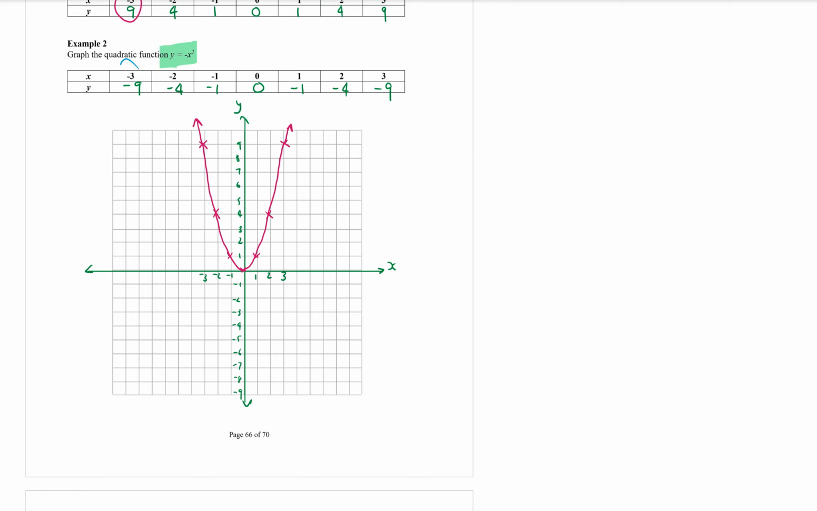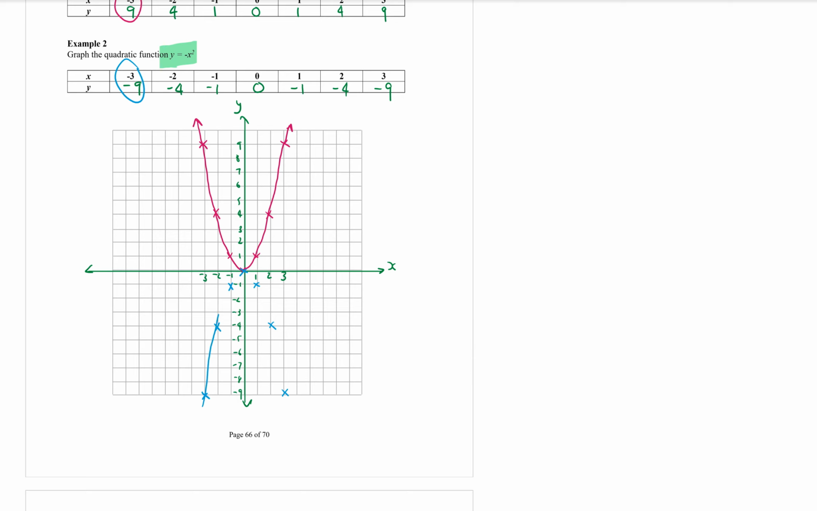So my first point is -3, -9. Then we have -2, -4, -1, -1, 0, 0, 1, -1, 2, -4, and 3, -9.